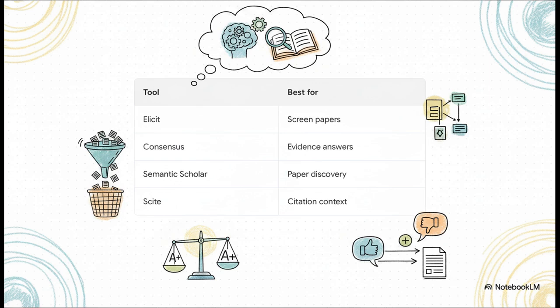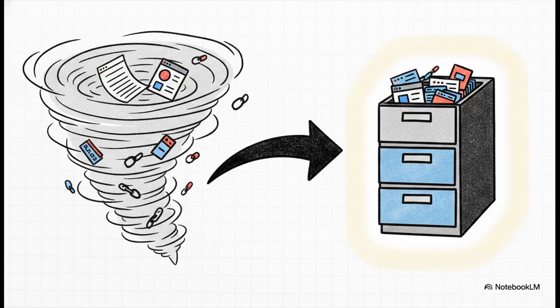Semantic Scholar is fantastic for broad paper discovery. And then Scite helps you see the actual citation context, meaning it tells you whether later papers supported or challenged a specific study. Pretty handy, right? But listen, finding papers is literally only half the battle. Where are you going to put them all? This is where Zotero comes in. It's the essential non-AI tool in your stack.